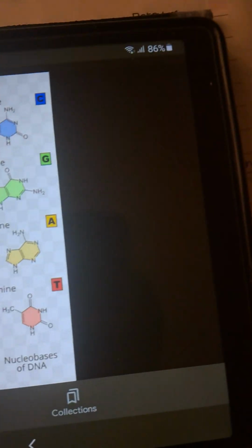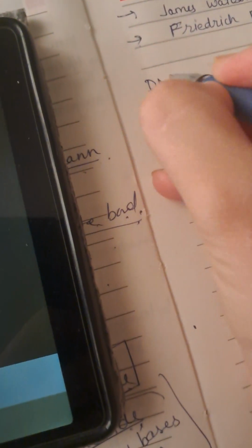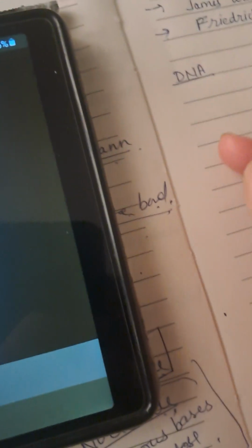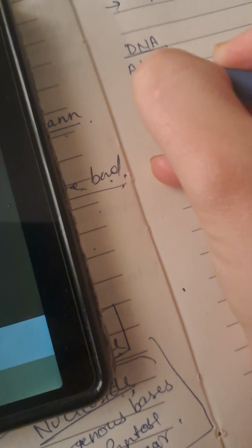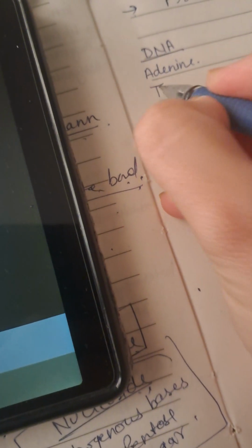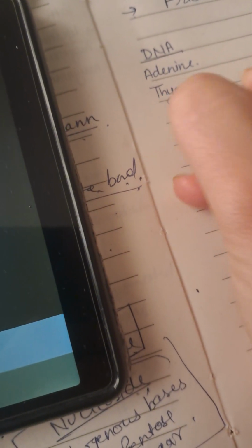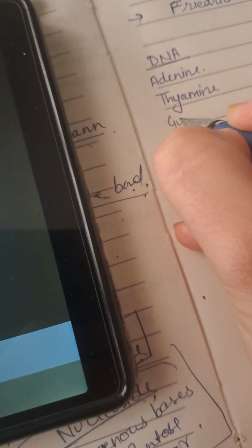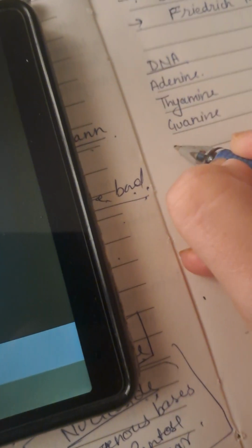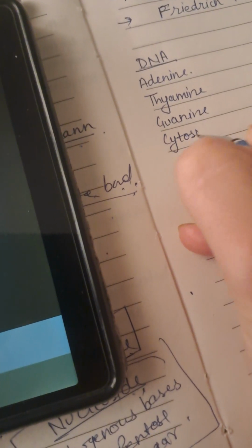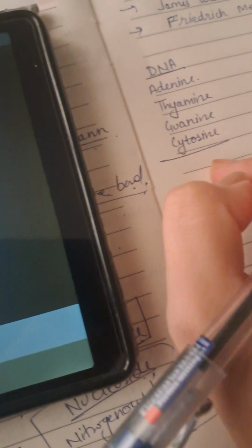If I am talking about DNA, the 4 nitrogenous bases are adenine, thymine, guanine and cytosine. That is in case of DNA.